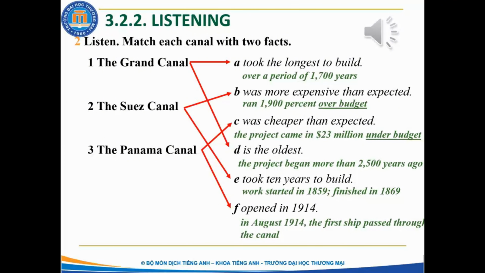Was cheaper than expected. Ở trong đoạn bài nghe thì có thông tin là the project came in $23 million under budget. Tức là ít hơn ngân sách dự kiến là 23 triệu đô la. Tức là rẻ hơn kỳ vọng. Alright.